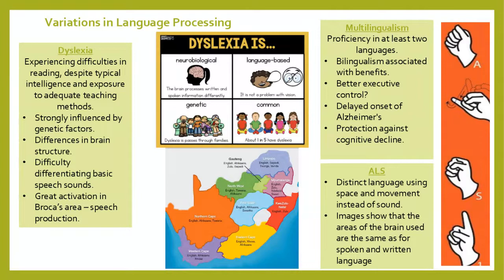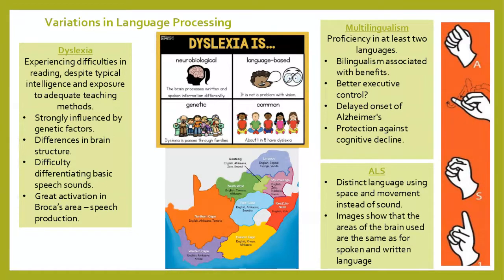So again, it's stimulating your brain, stimulating areas of the brain, and being proficient in at least 2 languages definitely has advantages. And sign language. Sign language is a distinct language using space and movement instead of sound. It is an official language. And again, images show that areas of the brain used are the same as for spoken and written language.